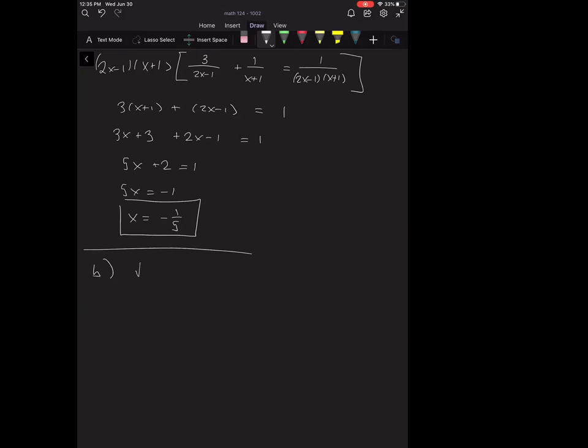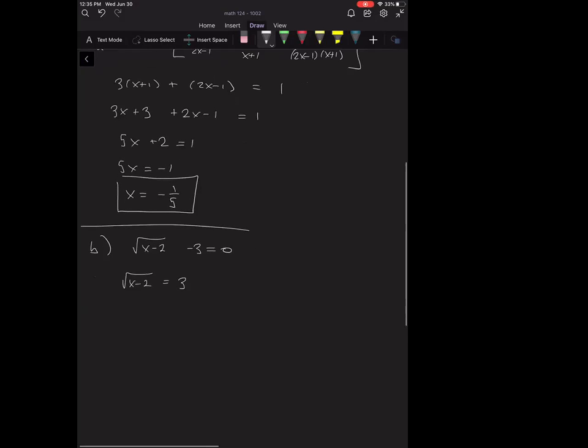B. So we have the square root of x minus 2, minus 3 is equal to 0. So to solve these ones, we want to get the square root alone on one side and then the number on the other side. So we're going to add the 3 over, which is going to give us square root of x minus 2 is equal to 3. Now we square both sides. That gets rid of the square root. So we have x minus 2 is equal to 9. Add the 2 over, and we're going to get x is equal to 11.